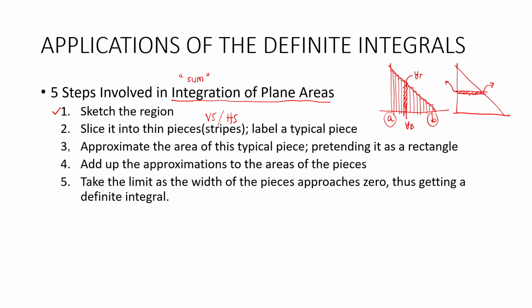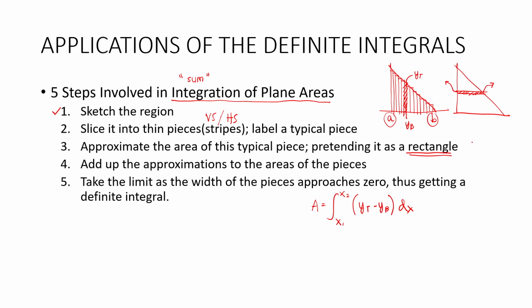Okay, so approximate the area of this typical piece, pretending that it is a rectangle. As you noticed in the formula earlier, let's try to write the vertical strip formula. The area is equal to, from x1 to x2, y top minus y bottom dx. So notice that since we need to pretend it as a rectangle, right?